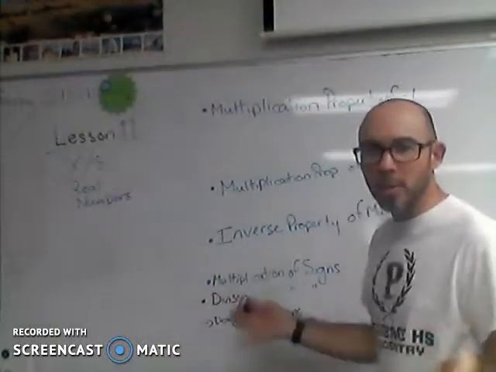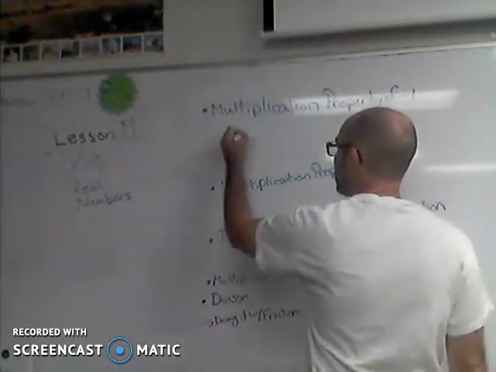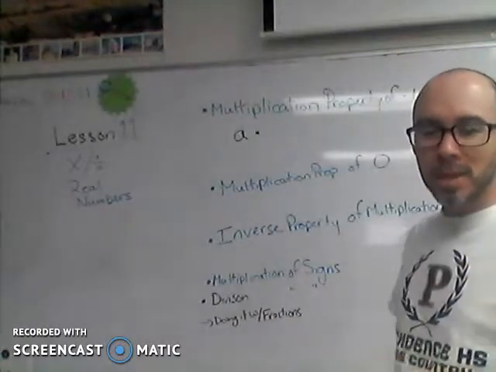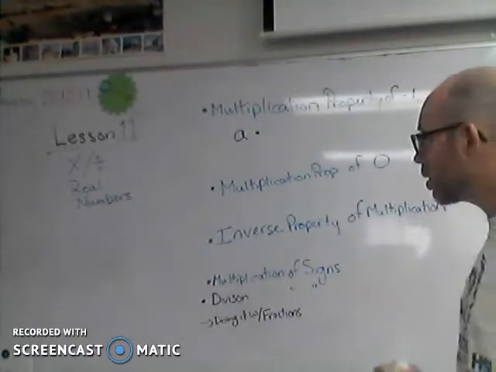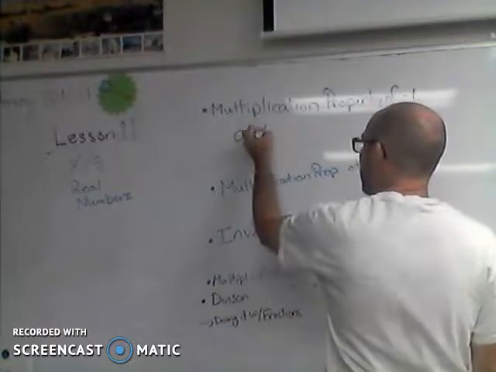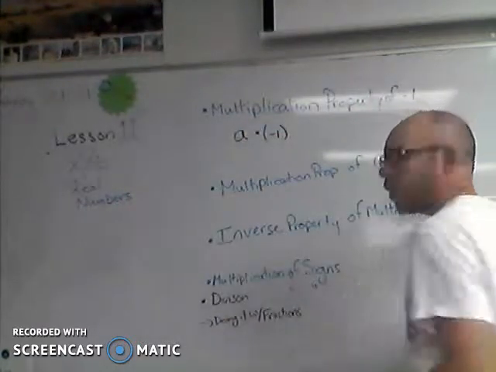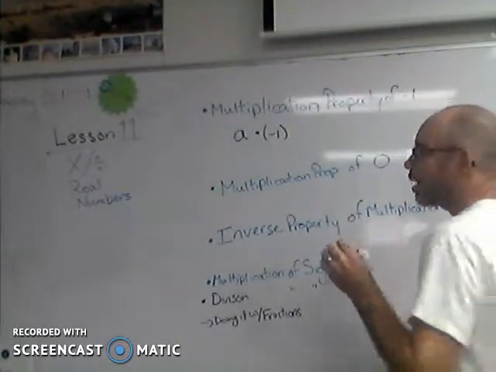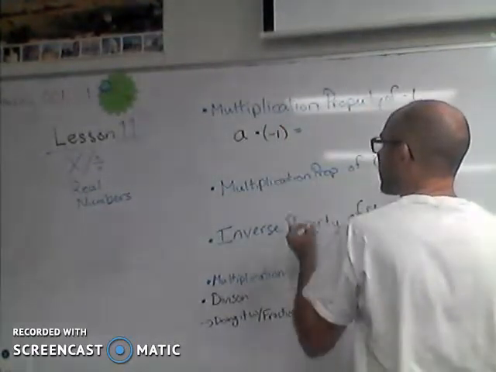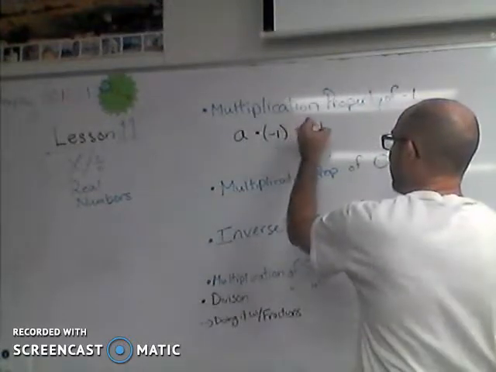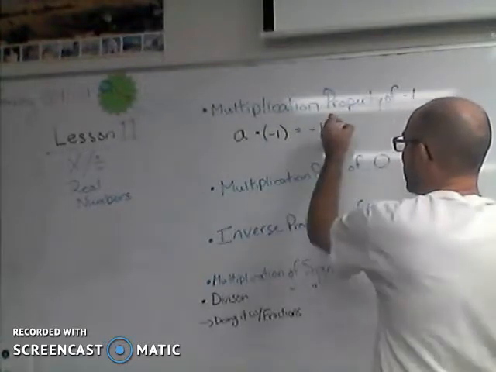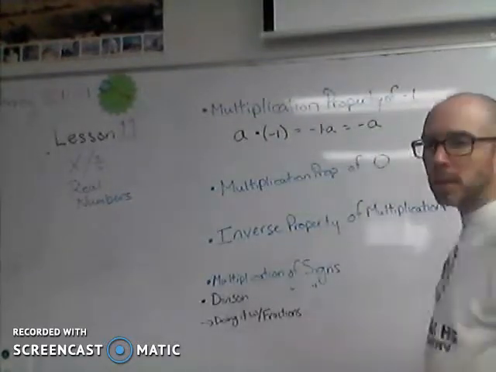If you've got any number, and we're going to call it a, and you're going to multiply it. I'm just going to use a dot rather than an X because that'll get confusing when we start using other things. And we'll throw in here times a negative 1, put in parentheses so it's not subtract 1, it's negative 1. That equals negative 1a, or negative 1 times a, which just equals negative a.